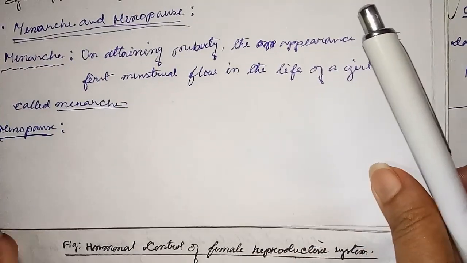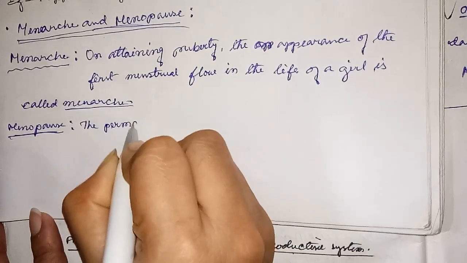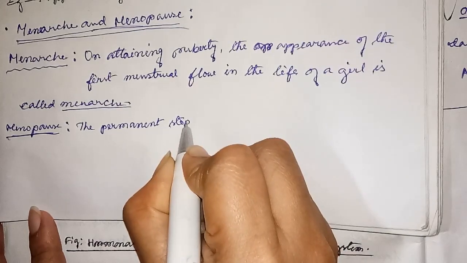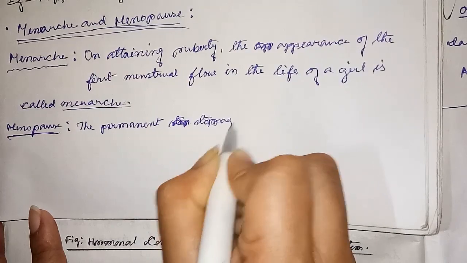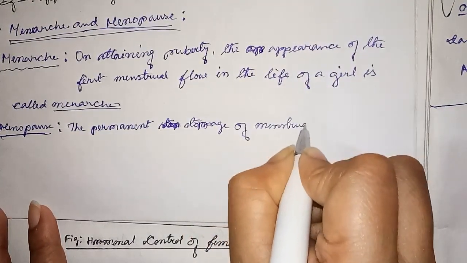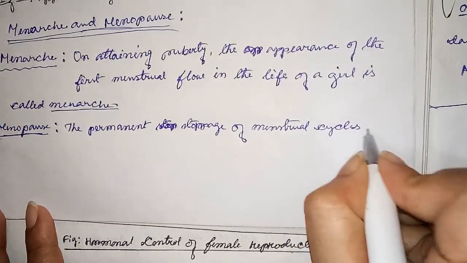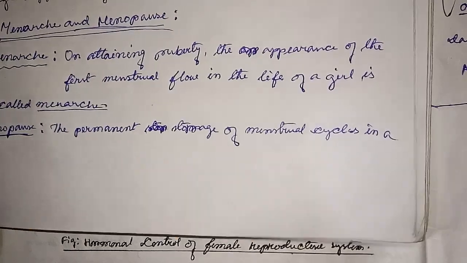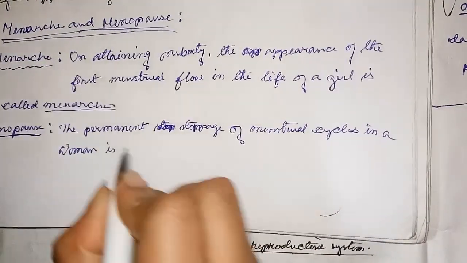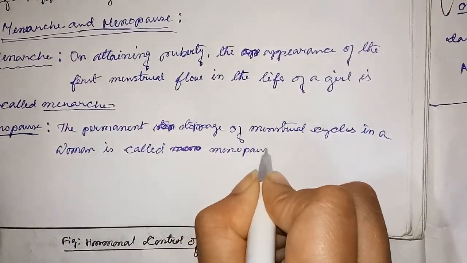So, what is menopause? The permanent stoppage of menstrual cycle in a woman is called menopause. Okay.